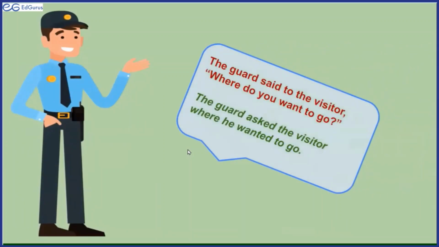Yes, this is the guard, a communication with the visitor. The guard said to the visitor, where do you want to go? Just change where do you want to go into the simple statement. Where you want to go? Right, correct. And now you will change. The guard asked the visitor where he wanted to go. Right? You have to think of the devices, the ways yourself, how to do it.